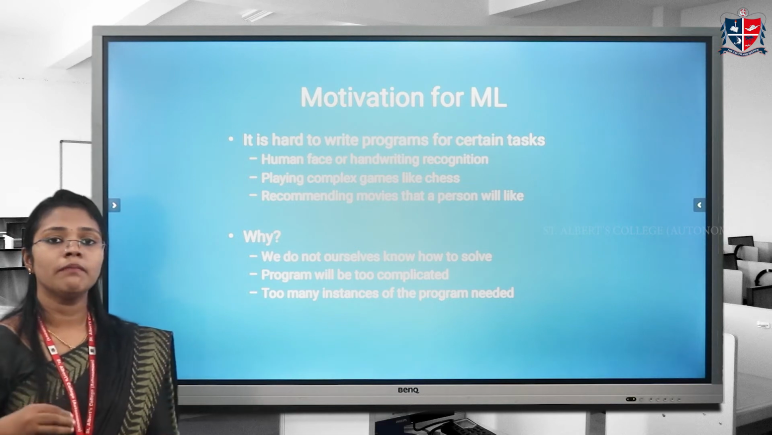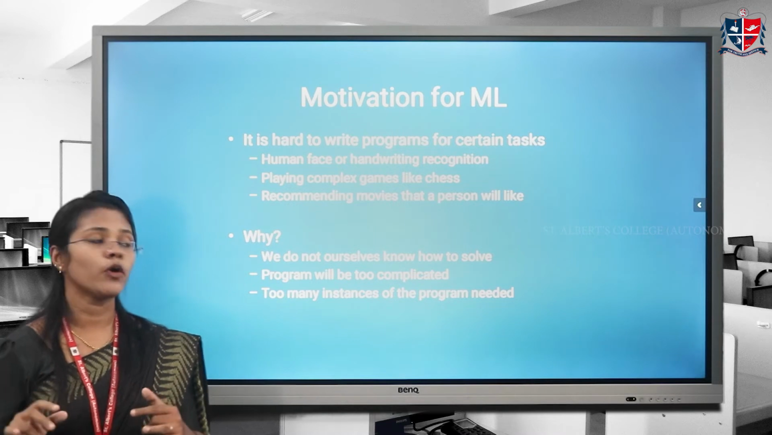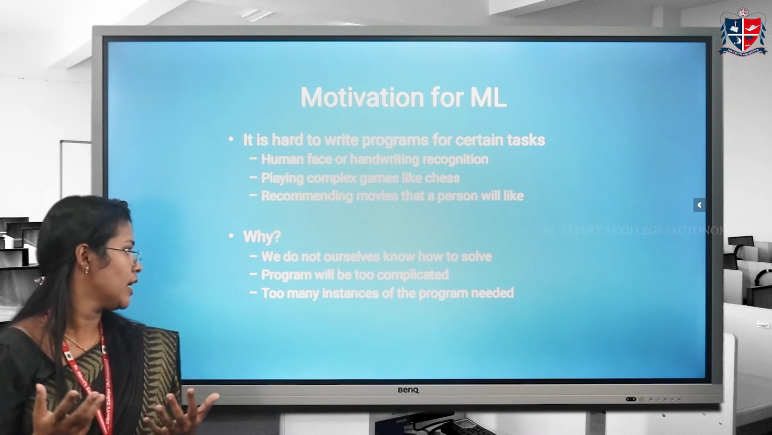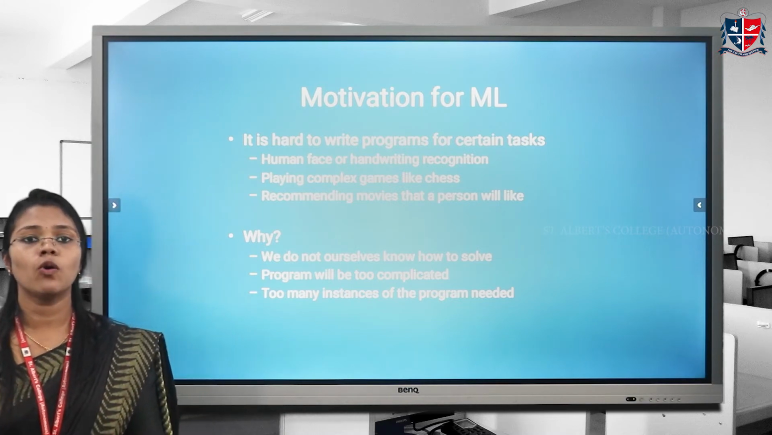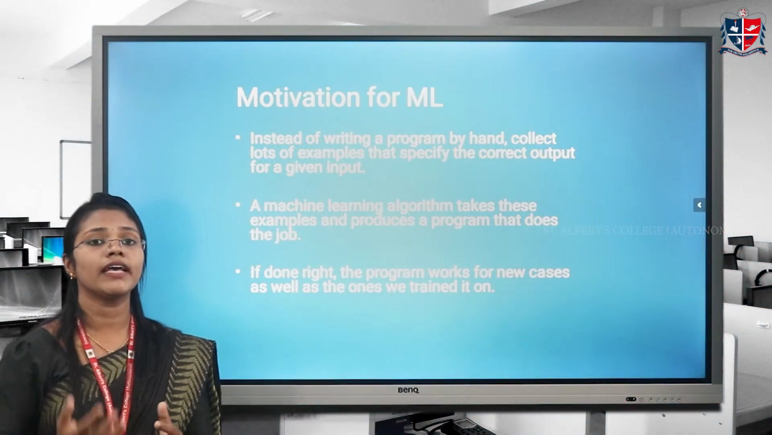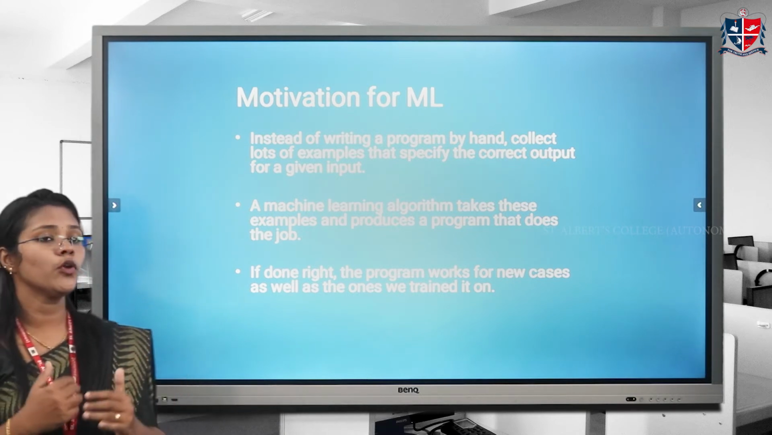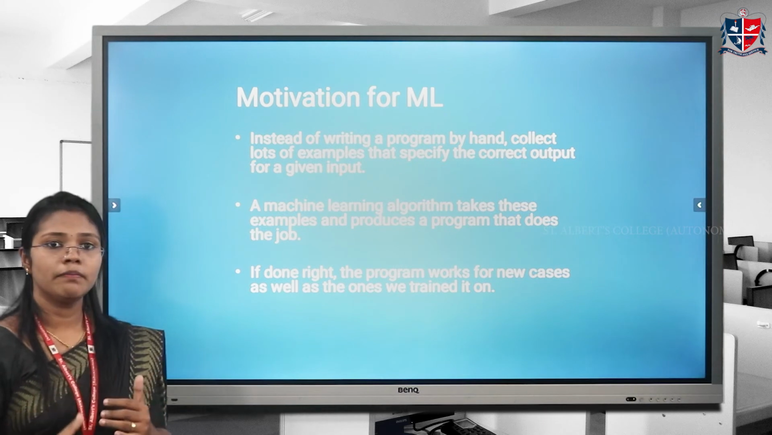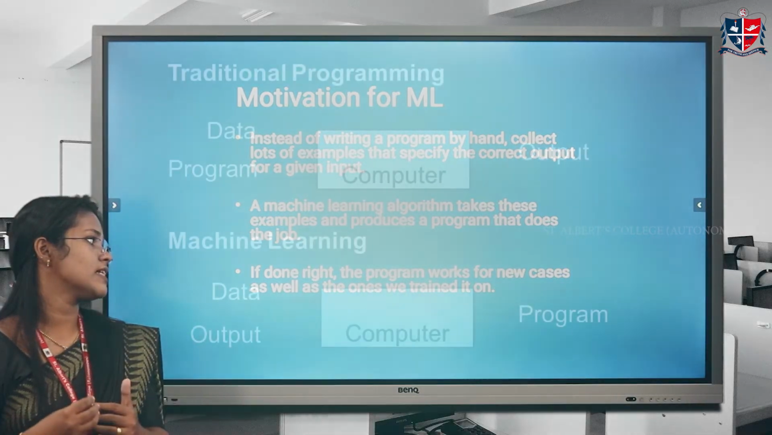So, why are we using machine learning? We do not ourselves know how to solve the problem using a traditional programming strategy, or the program will be too complicated and too many instances of programs are needed to complete that particular task. In such cases also we are using machine learning applications. Instead of writing a lengthy program by hand or collecting a lot of information that can specify the correct output, we can use machine learning. Machine learning algorithms take these examples and produce a program that does that particular job. If done right, the program works on new cases as well as the ones we trained it on.